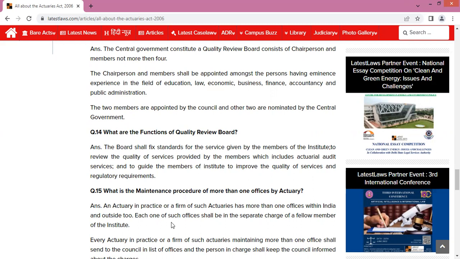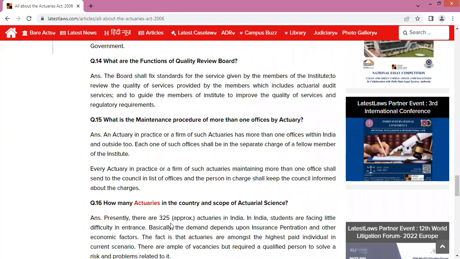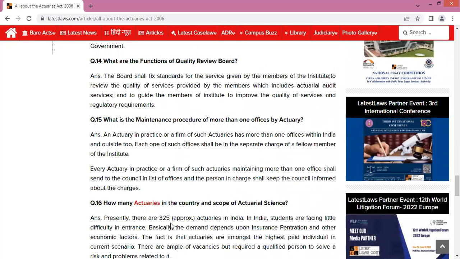So what is the maintenance procedure of more than one office by an actuary? An actuary in practice or a firm of such actuaries has more than one office within India and outside too. So each one of such offices shall be in the separate charge of a fellow member of the institute, right? So this is the maintenance under that act. Every actuary in practice in a firm with more than one office shall send to the council. Means they have a council, they have a board, right? And if anything happens, you have the right to go there and solve it.